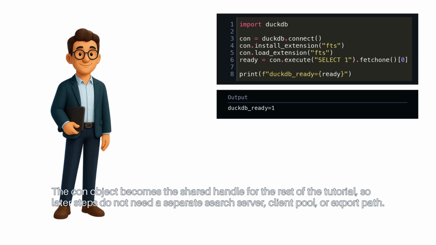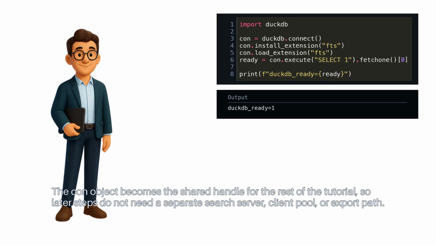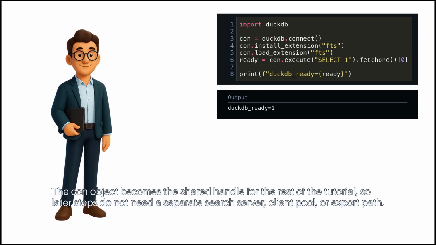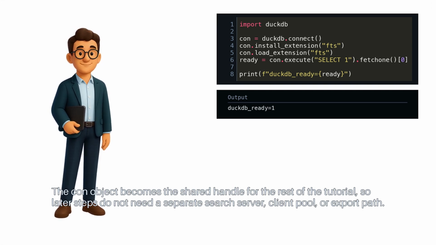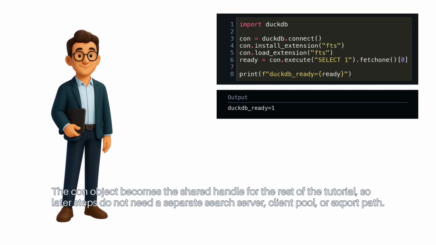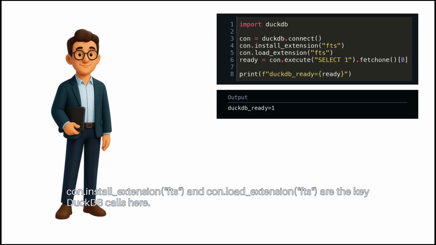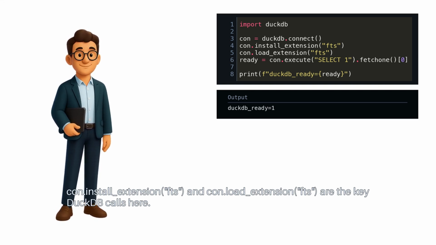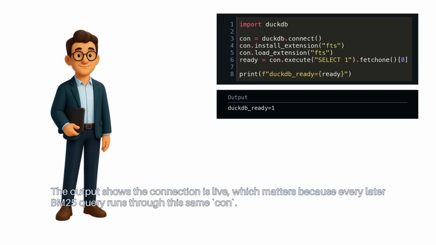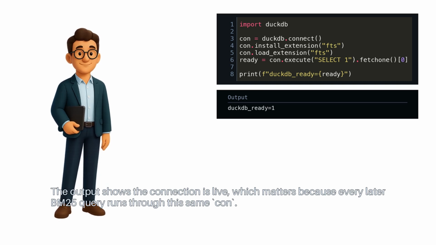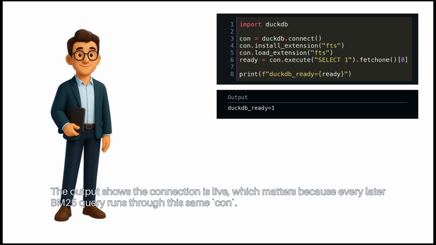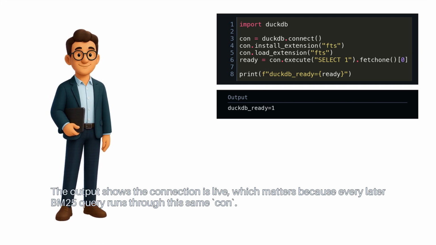The con object becomes the shared handle for the rest of the tutorial, so later steps do not need a separate search server, client pool, or export path. con.install_extension('fts') and con.load_extension('fts') are the key DuckDB calls here. The output shows the connection is live, which matters because every later BM25 query runs through this same con.